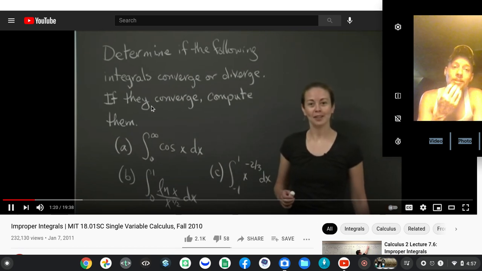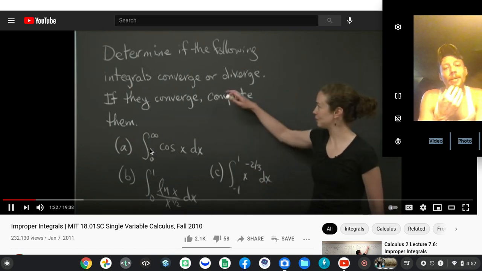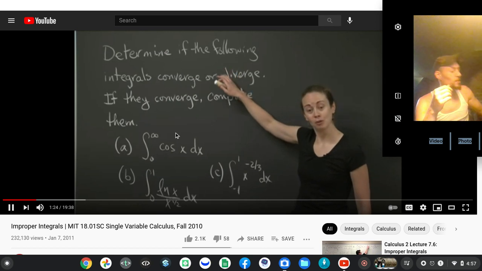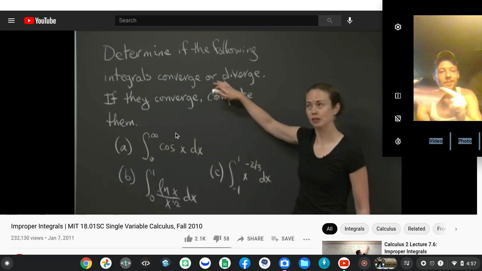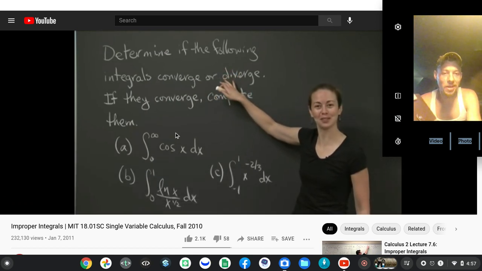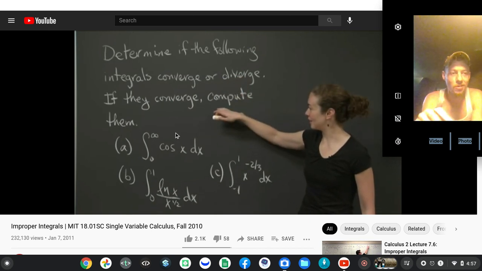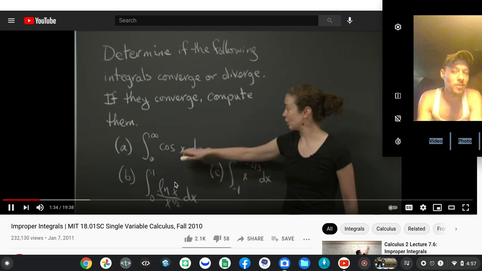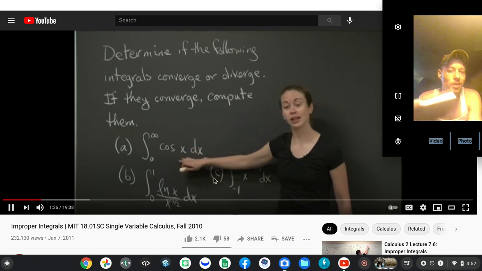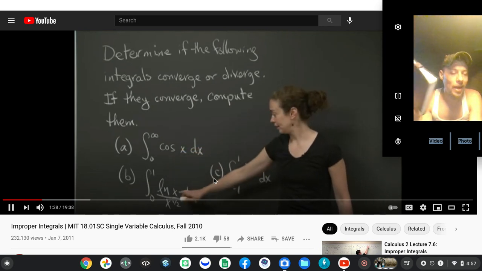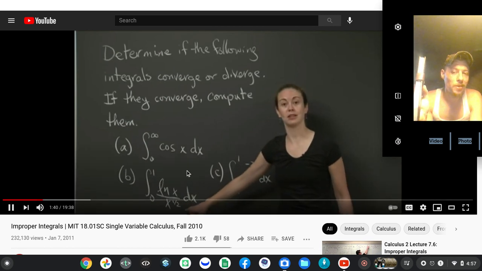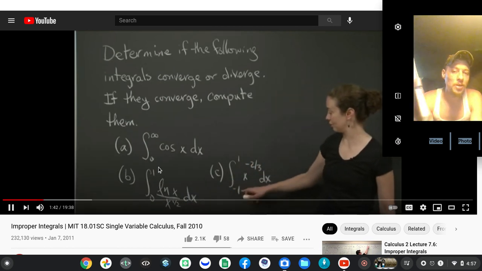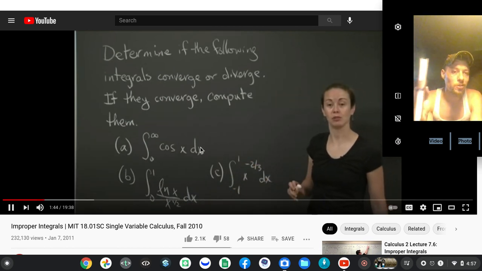Okay, welcome back. Hopefully you were able to answer these questions. The question again was that we wanted to know if the following integrals converged or diverged, and then to compute them if they converged. So again, we're going to start with the integral of cosine x dx, then we'll look at the integral of natural log x over root x dx, and then we'll look at the integral from -1 to 1 of x to the minus 2/3 dx.